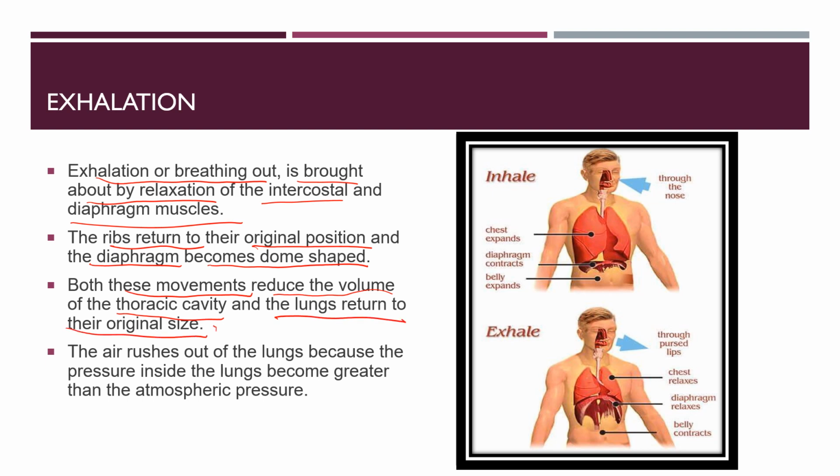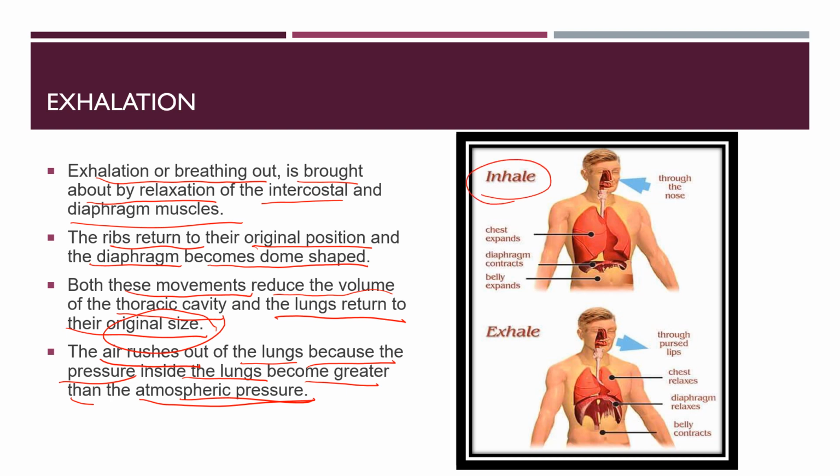So when the lungs return to original size, what is happening? The air rushes out of the lungs because the pressure inside the lungs becomes greater than the atmospheric pressure. So atmospheric pressure then is less than the lung pressure, so the air from the lungs gushes out to the atmosphere.